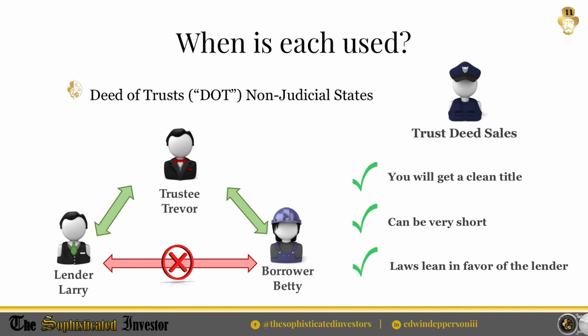Also know that in non-judicial states, the laws do lean in favor of the lender, primarily in the aspect of foreclosure. The non-judicial states recognize that Larry the lender has taken a risk by loaning to Betty the borrower. Therefore, the states want to allow the lender to recoup that asset as quickly as possible.